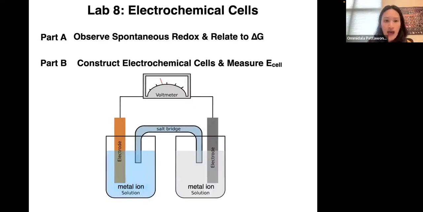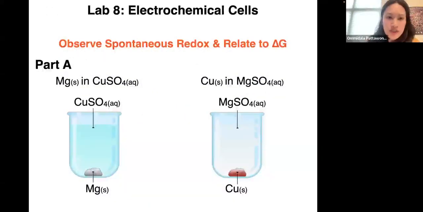The goal for this lab is first to observe spontaneous redox reactions and relate that to the change in Gibbs free energy. The second is for you to learn how to construct an electrochemical cell, which is a galvanic cell, that relies on the spontaneous process. And then you are also going to measure the voltage, or the chemical potential, that comes from that reaction as well.